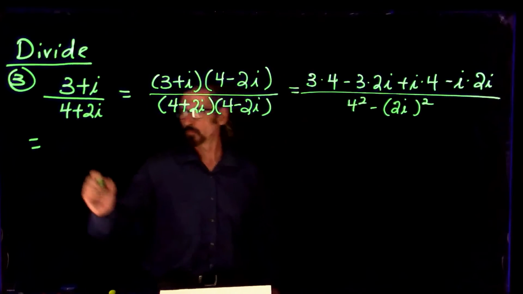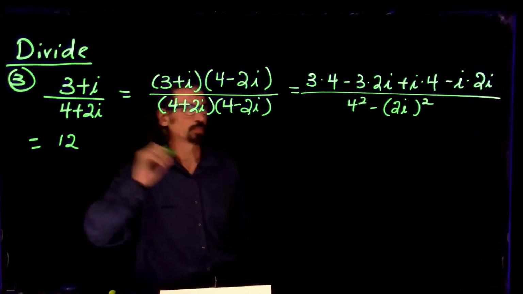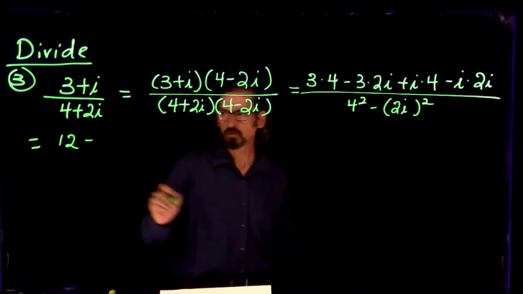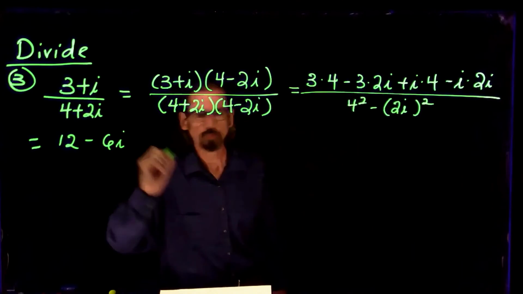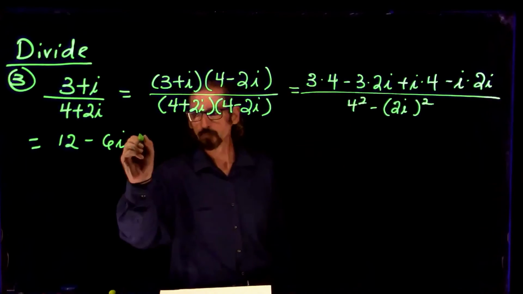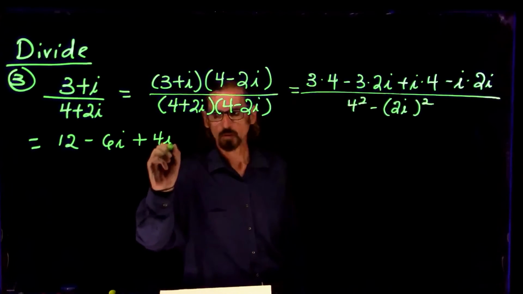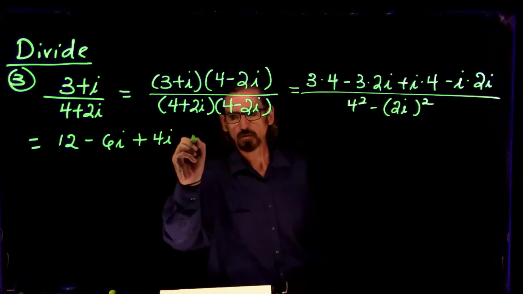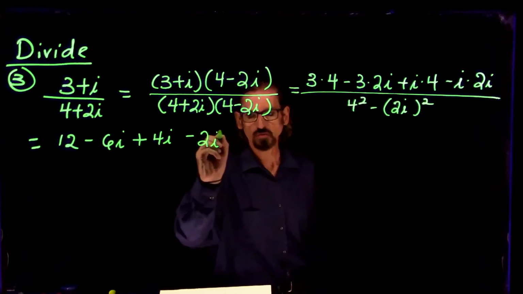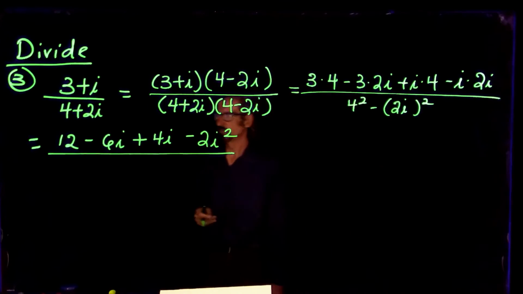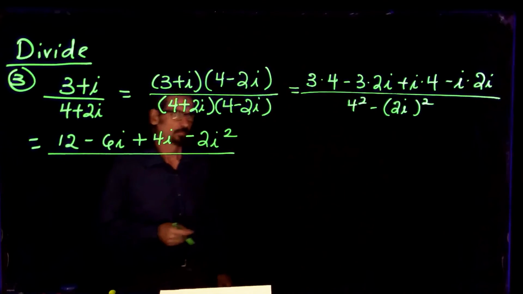The numerator, 3 times 4 is 12. 3 times 2i is subtracted, so minus 6i. i times 4, I'll write that as 4 times i. i times 2i, this is being subtracted, is 2i squared. We'll do more to simplify that in a moment.